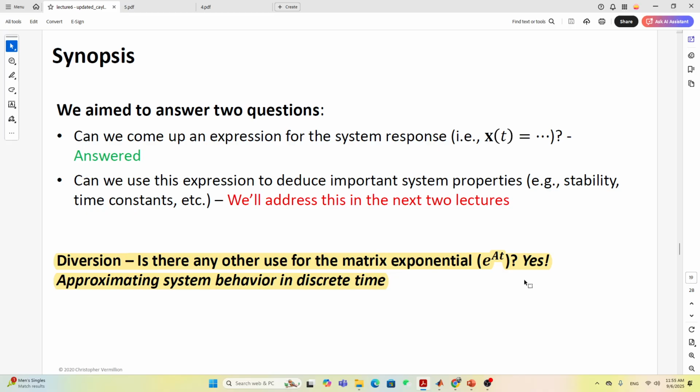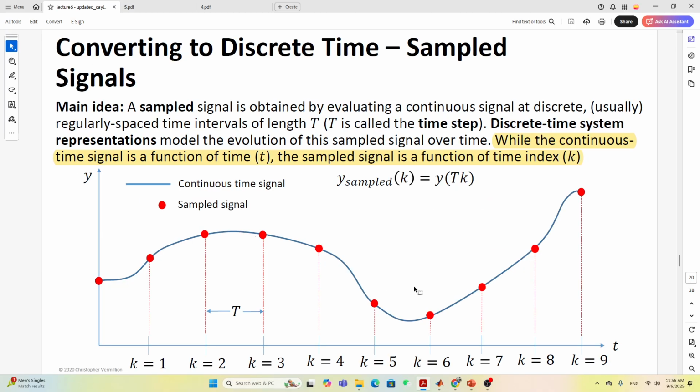But one question we would like to ask is if there is any other use for the matrix exponential other than the one that we derived for the system response. Of course, it can also help us to approximate system behavior in discrete time. So let's look at a comparison between a continuous time signal and a discrete time signal.